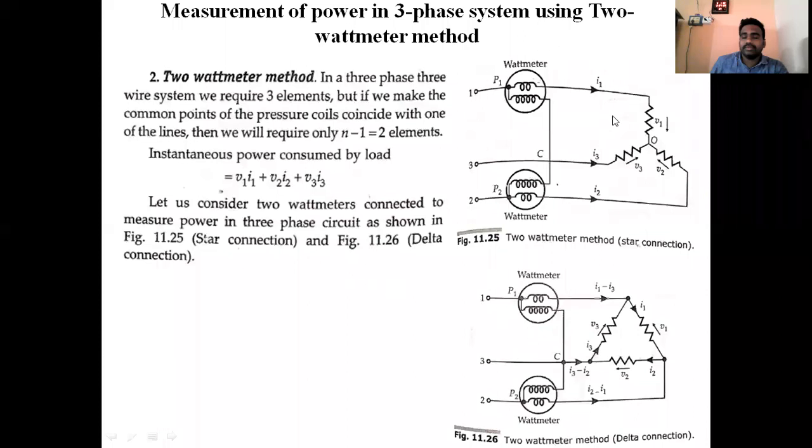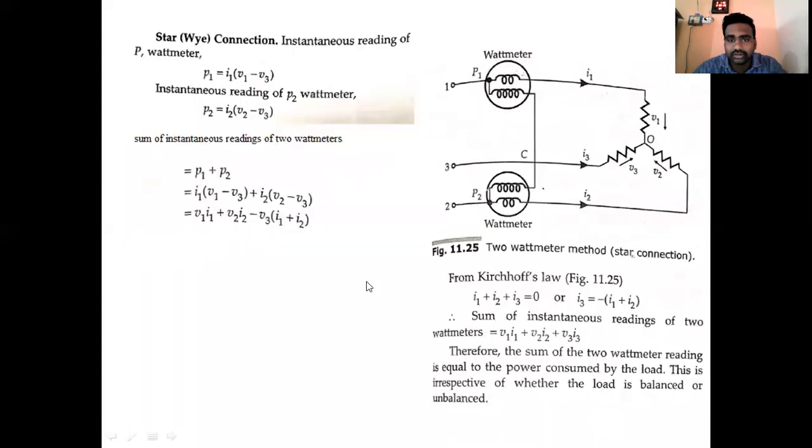So the instantaneous power with respect to the load. This is a star connected load and this is a delta connected load. What is the behavior of instantaneous power? The behavior of instantaneous power can be analyzed with respect to V1 I1 plus V2 I2 plus V3 I3. So this is a different perspective. If we analyze in depth and go further with the analysis, in the previous class we analyzed the three-phase three-wire star connection with the help of the 2 wattmeter method.